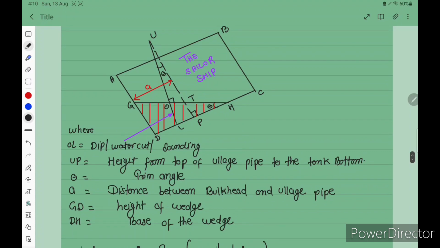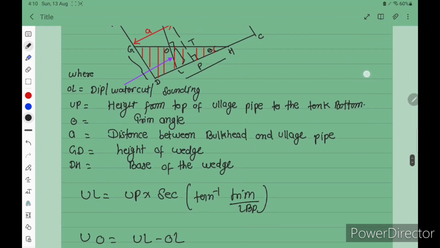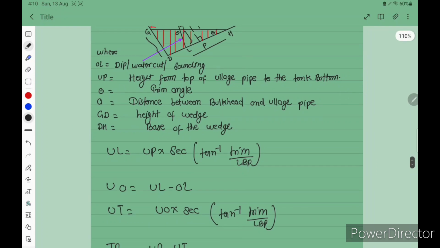If you see this diagram, this is OL, the oil depth, water cut, sounding, whatever the question says, you can use. UP is the height from the top of the ullage pipe to the tank bottom. Theta is equal to the trim angle. A is the distance between the bulkhead and the ullage pipe, which we used previously also. GD is the height of the wedge, and DH is the base of the wedge. Okay, so you have to just remember this formula.